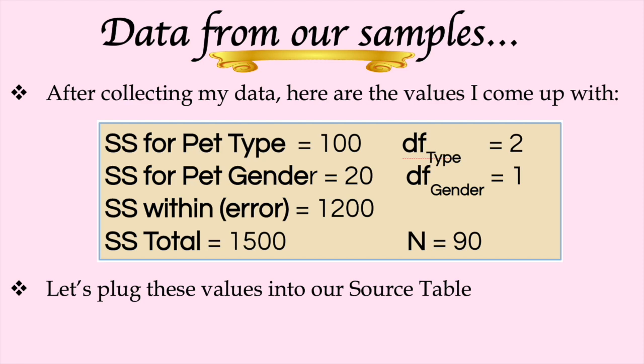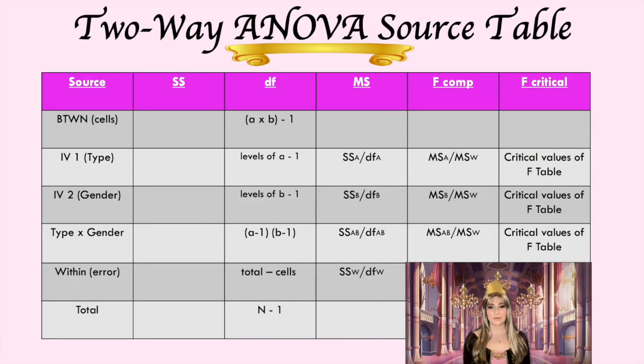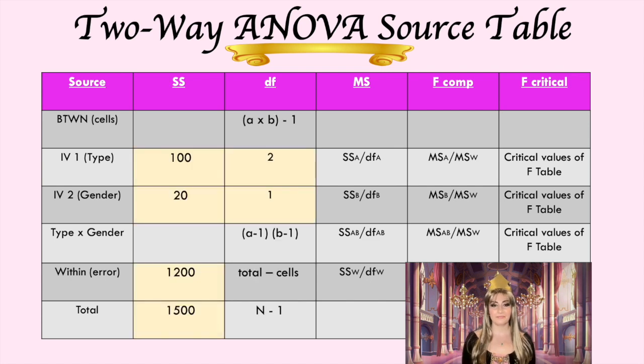So what I need to do now is plug these values into my source table. So just as a reminder, this is what our two-way ANOVA source table looks like. If I put in the values that I already know, that I've calculated, I can see the sum of squares for pet type, sum of squares for pet gender, sum of squares within, and sum of squares total. It looks like what I am missing is the interaction sum of squares. So how can I find this interaction sum of squares?